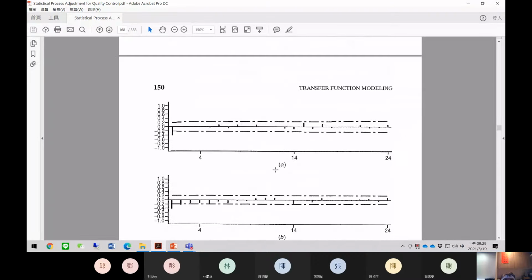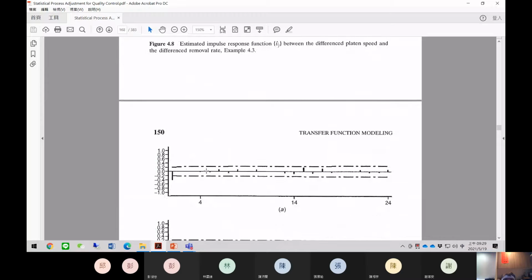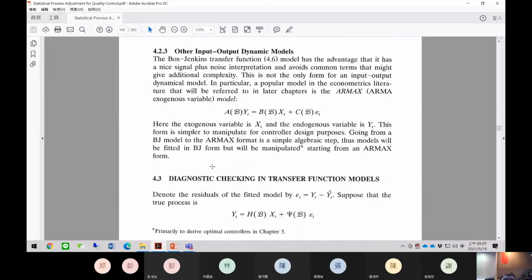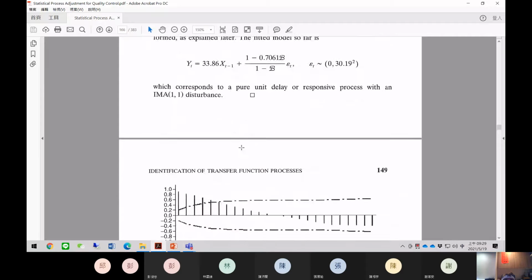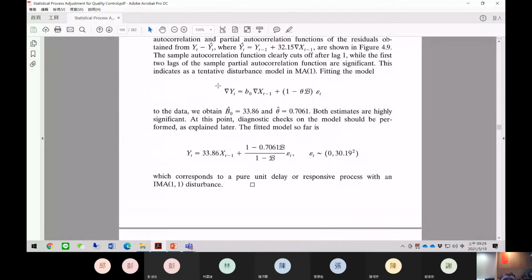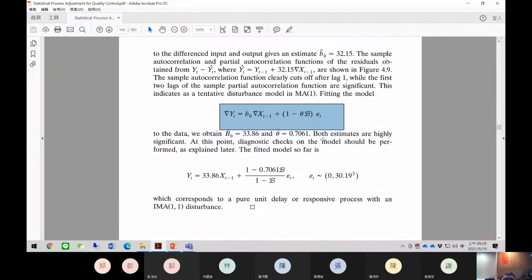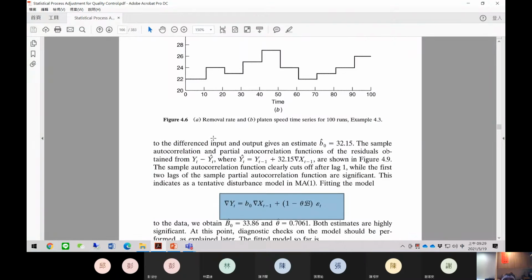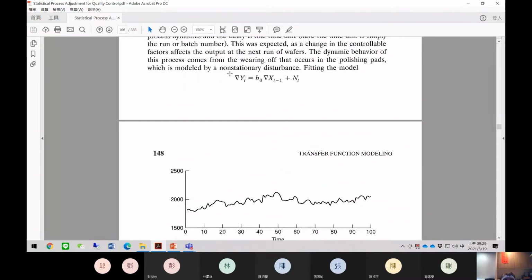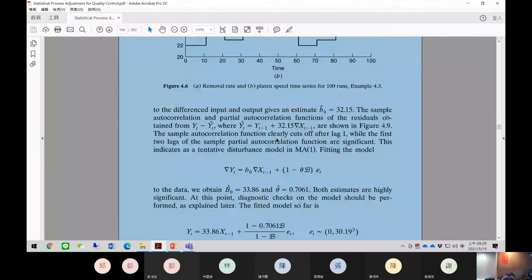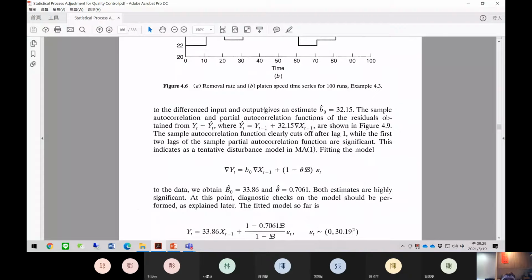Okay, so based upon the different data, the model can be constructed like this. So this can be built, right? So based upon this model, fitting the model, then the difference between input and output gives the estimate of the initial weight. So the sample autocorrelation and partial sample autocorrelation function of the residual obtained from this.